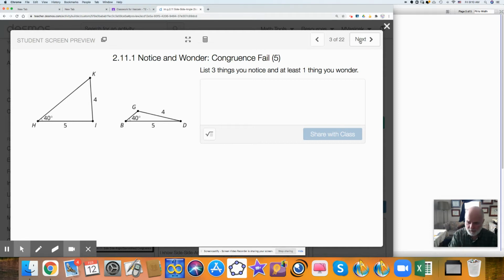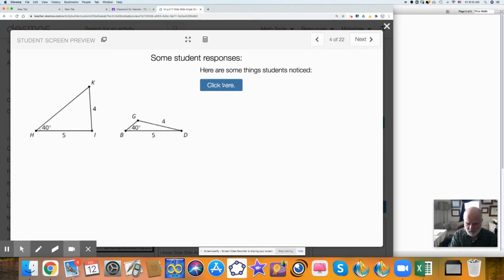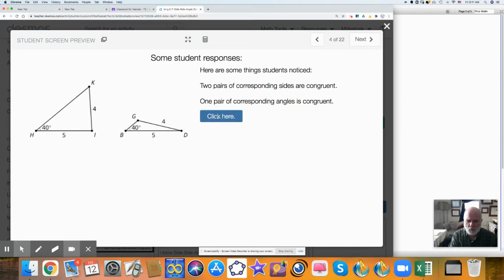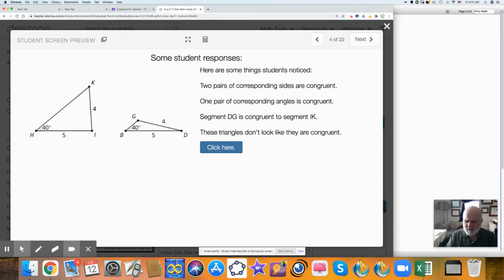And I'd like you to try to answer this. So spoiler alert, I'm going to tell you some things that students said already. Something they noticed: you have two pairs of corresponding sides that are congruent, 4 and 5, 4 and 5. One pair of corresponding angles is congruent, 40 and 40. Segment DG, 4, is congruent to segment IK, which is 4. Segments of the same length are congruent. These triangles don't look like they're congruent.